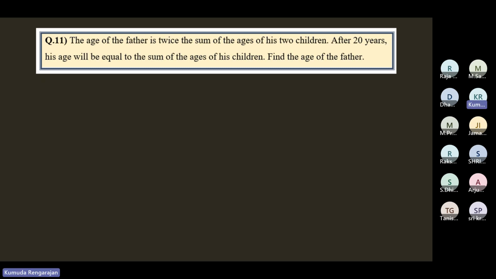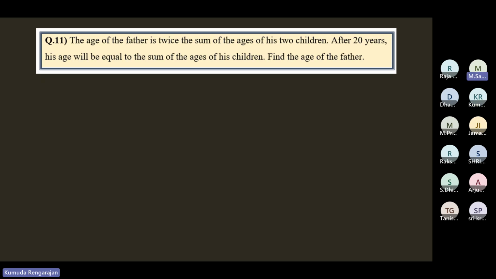So that means let the age of one child be X, the other child be Y. So the sum of the ages is X plus Y, and the father's age is 2 into X plus Y. Okay. After that, construct the equations.